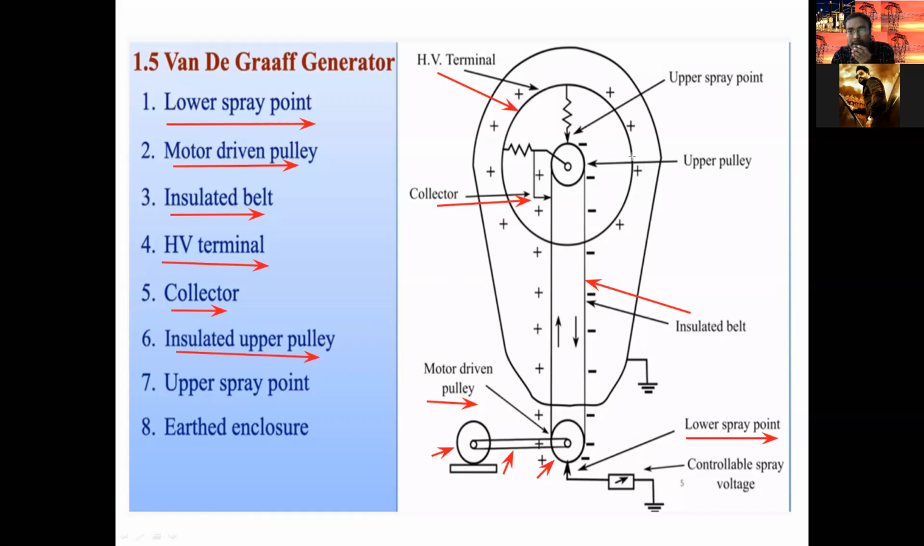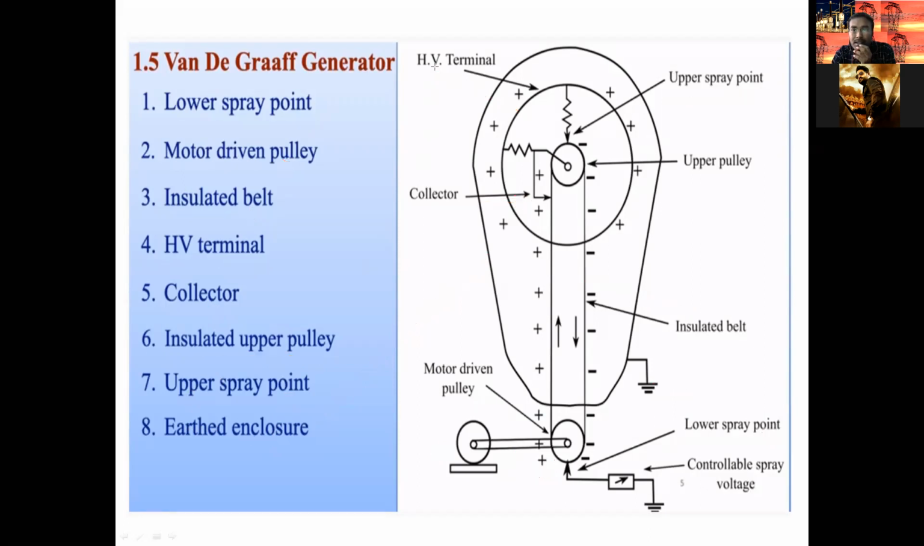Then the insulated upper pulley. This is called the upper pulley, and next, the upper spray point. Then the earthed enclosure. This is called the earthed enclosure, an enclosure with earth. This total complete equipment is placed in one enclosure, that is called the earthed enclosure.